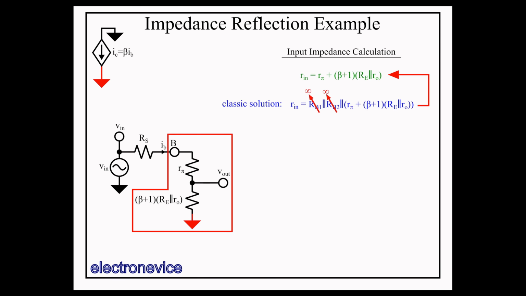However, impedance reflection cannot be used effectively in all situations, mainly if RO is present and not connected to ground on one side, or if there's a parasitic impedance between the base and collector. For example, the mu capacitor that is present in the BJT high-frequency model. Those impedances can make impedance reflection not really simplify the circuit effectively.